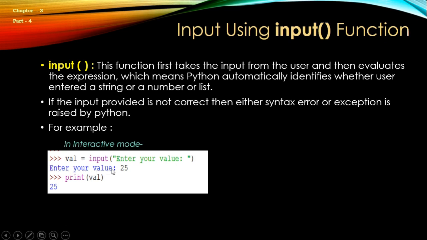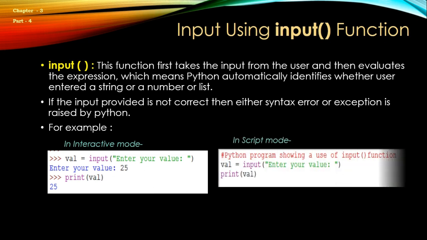You can see the output here, "Enter your value". So I have entered a value 25, and after that I have given print val. After giving print val, automatically I will get the output 25. That is, val is the variable, and this 25 which I have entered is stored in val. Okay. Now the same we can perform in script mode also. So let's see in script mode.